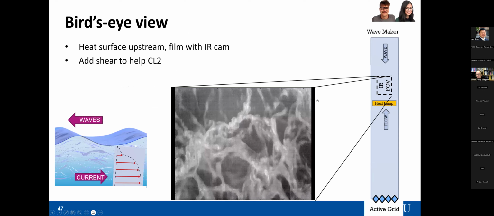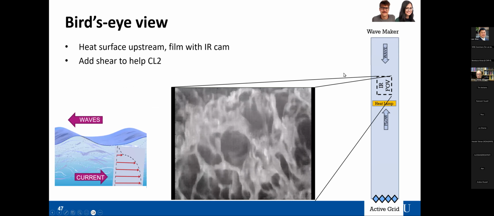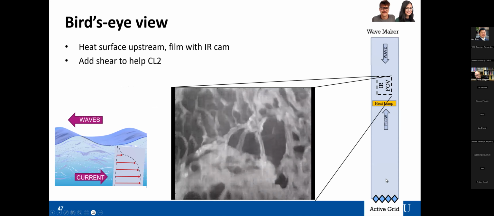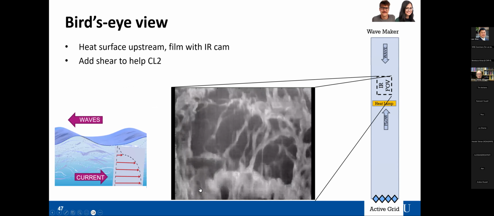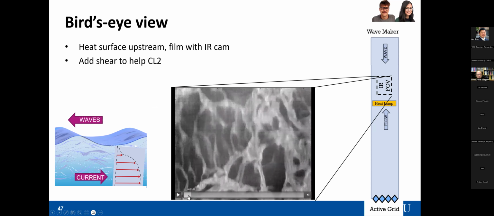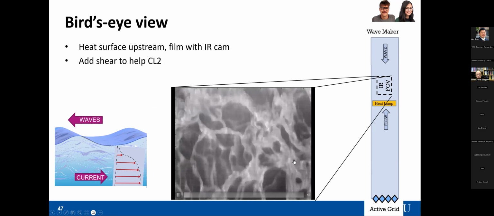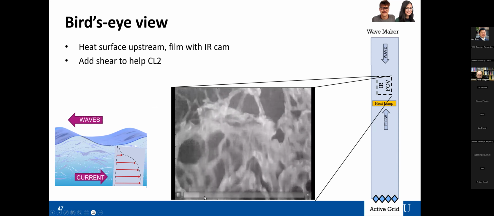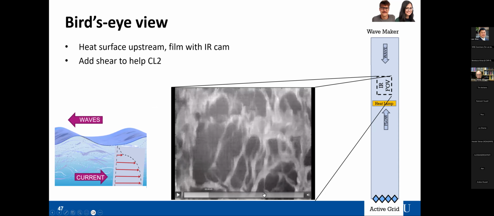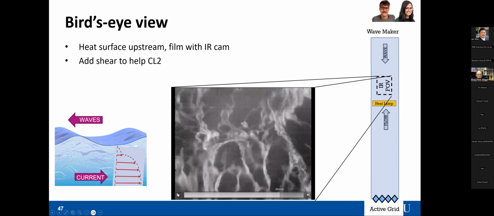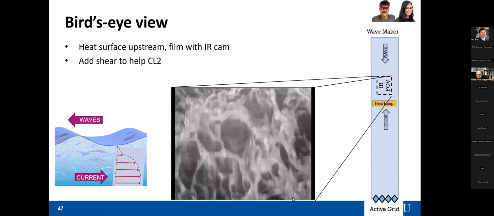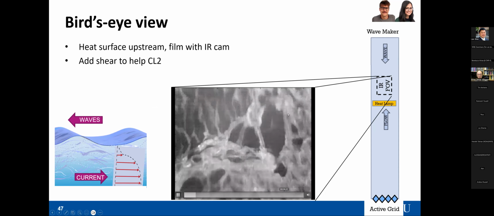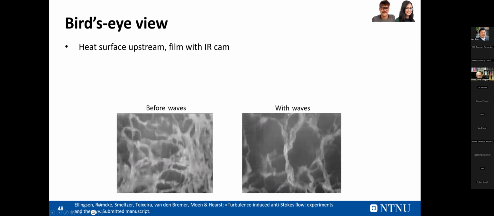Now, here's just the bird's eye view, just to give you a kind of impression of what goes on. What we've done here is we heat the surface of the water coming in with a heat lamp, then film the whole thing with an infrared camera. And now you see, before the waves are just starting to come in, you got turbulent structures filling the whole thing. After a while, you will see that the turbulence begins to bunch up in bigger structures. So there's quite a marked difference.